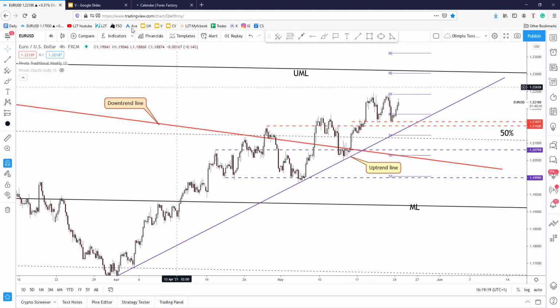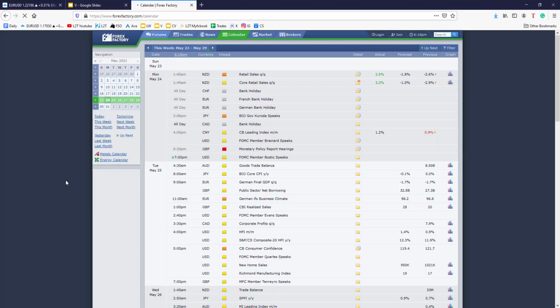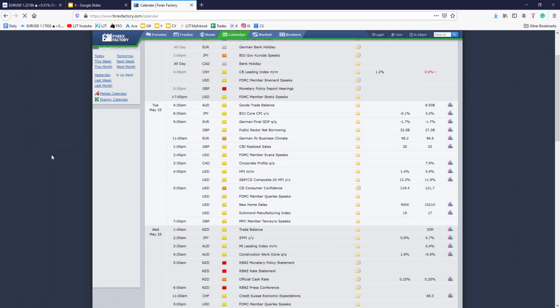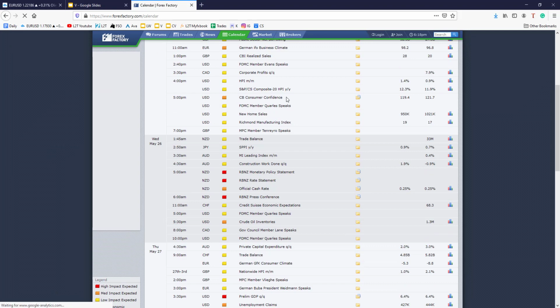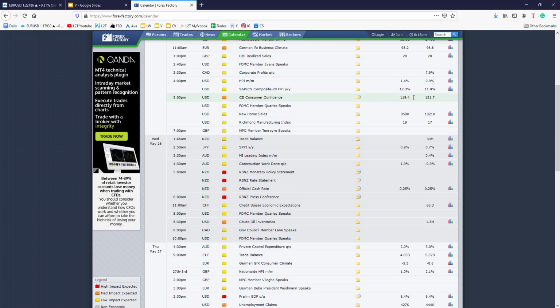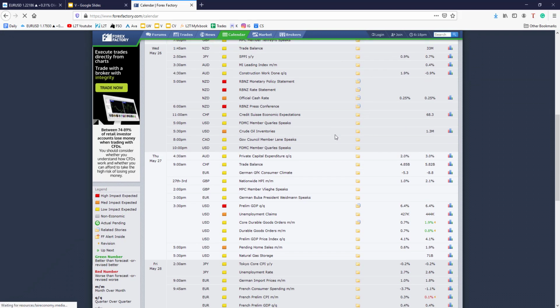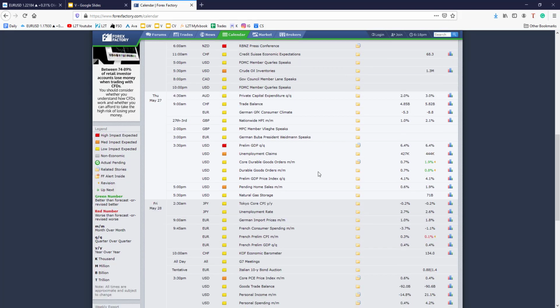Our open position here in euro versus the US dollar could approach and reach our take profit soon. Let's take a look here at the economic calendar. As you can see, tomorrow the US is to release its CB consumer confidence. A potential drop is expected here. New home sales, also a drop is expected. So maybe some poor US data during the week.